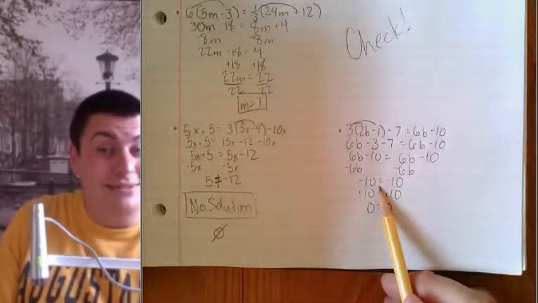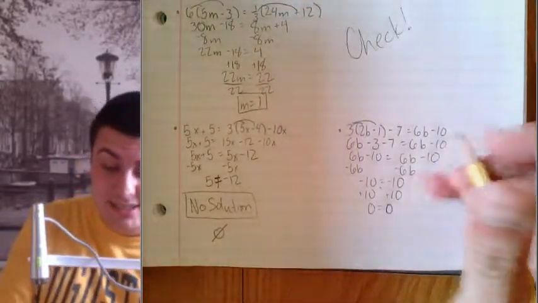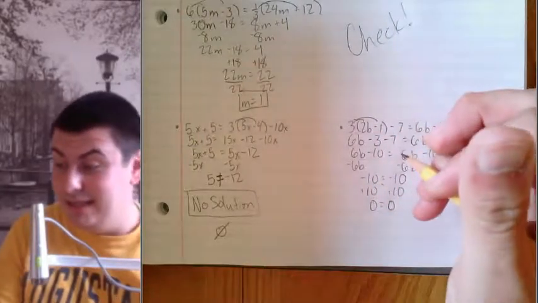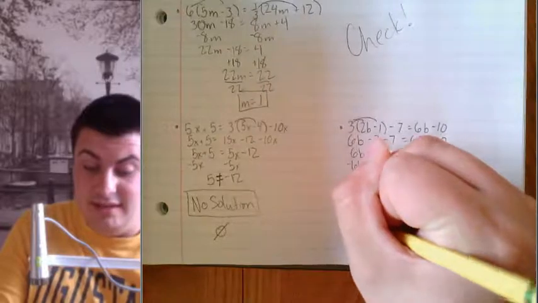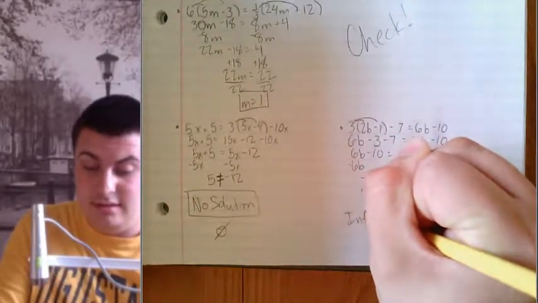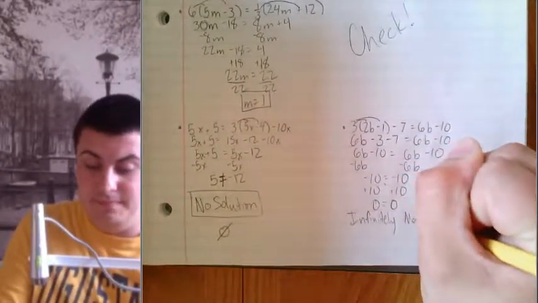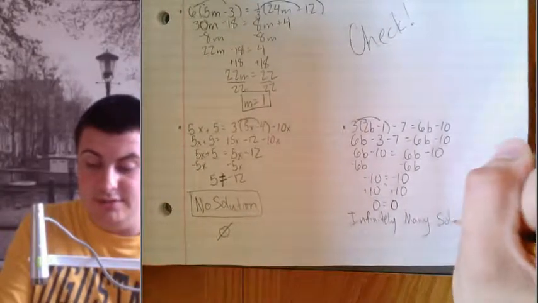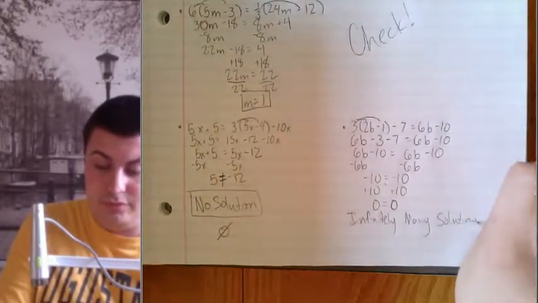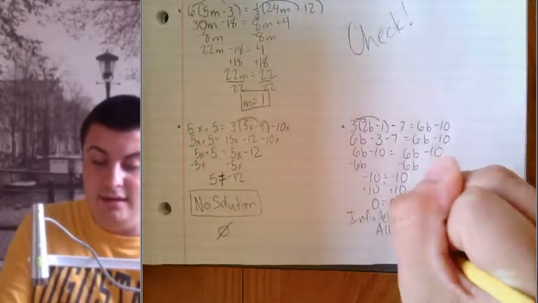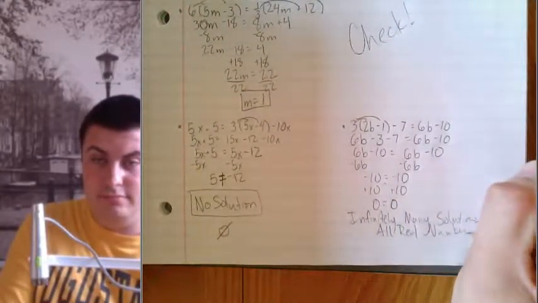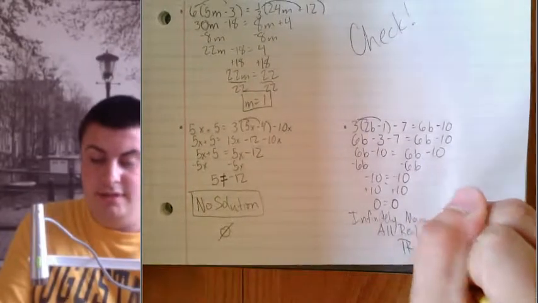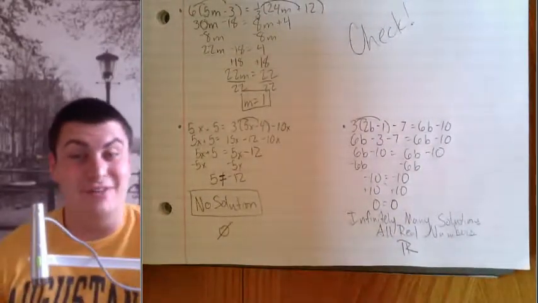Does negative 10 equal negative 10? Yes, it does. This then means that there are infinitely many solutions. Or we could say all real numbers, or use that sign meaning the set of all real numbers.